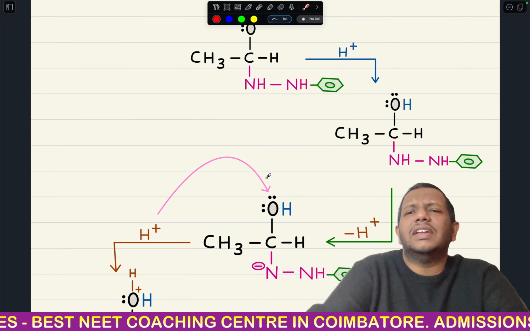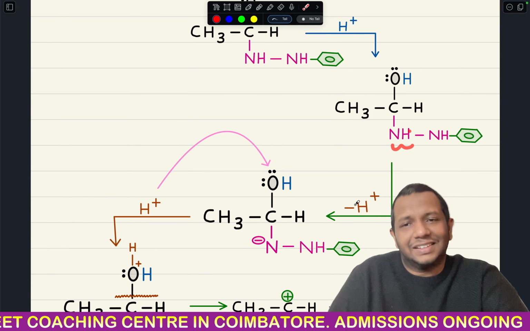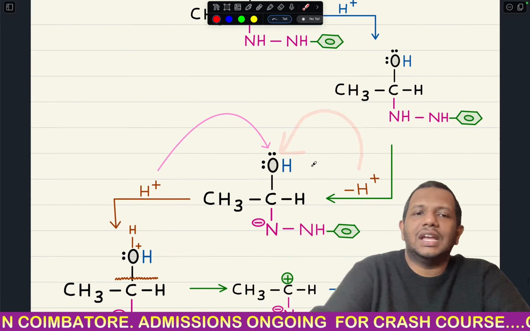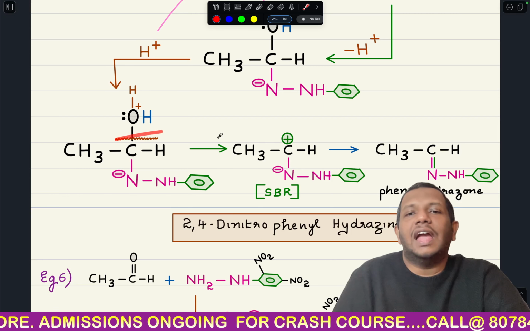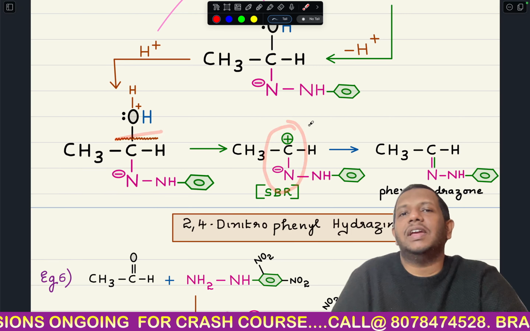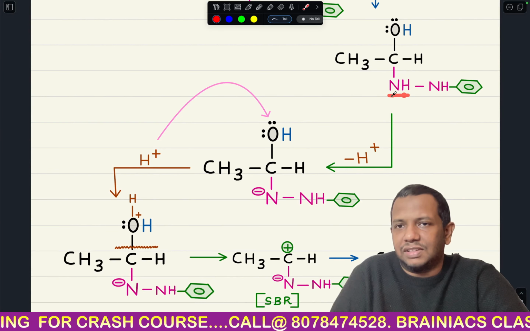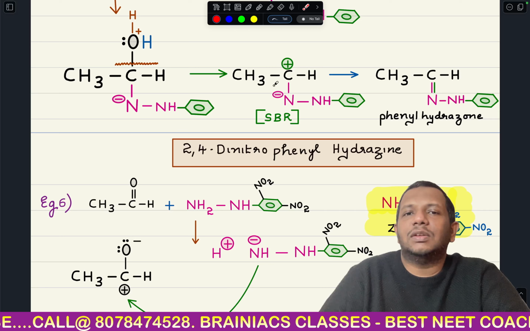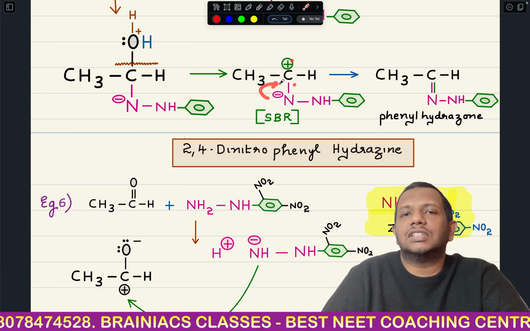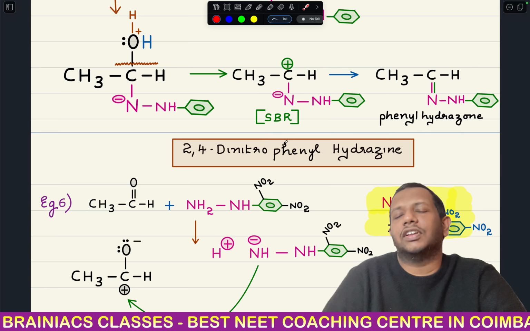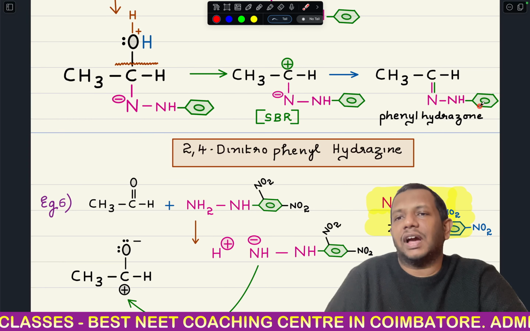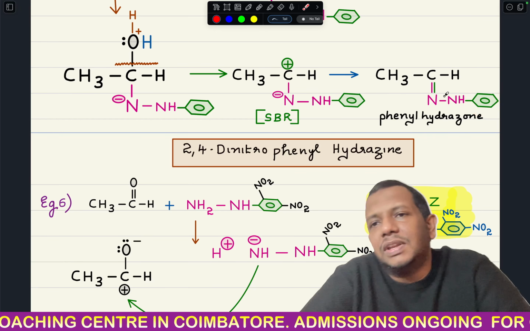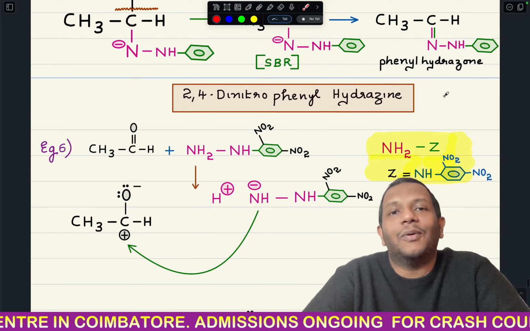Nothing is changing. Then again what will happen? This nitrogen, still associated with hydrogen, will remove H plus. This H plus will come and attack OH, and I can easily say this will remove water, and you get a stable intermediate. That is the reason why hydrogen is liberated from this nitrogen. Now negative charge, single bond, positive charge: the negative charge will move towards the positive charge. Conjugation is present, and you get what is called phenyl hydrazone. Hydrazone was the product; now the phenyl group is also present, so we call it phenyl hydrazone. That's it.